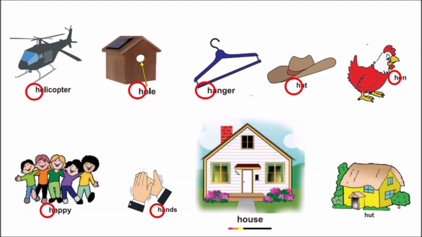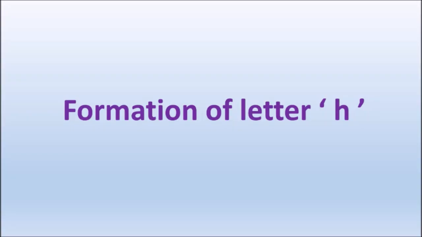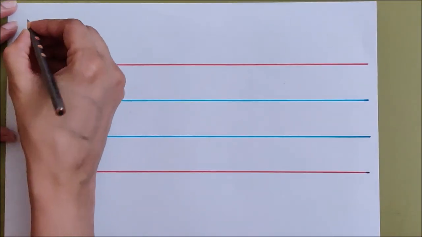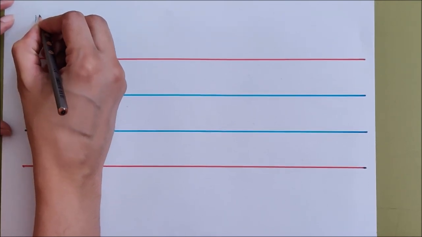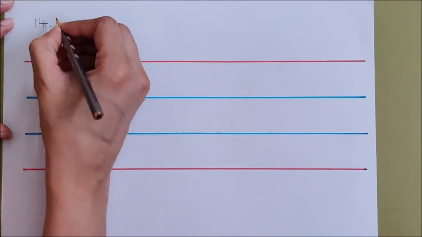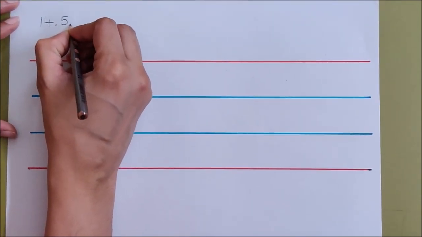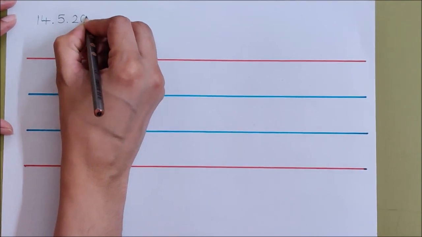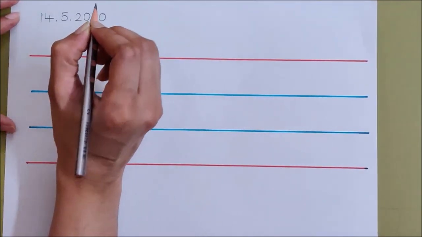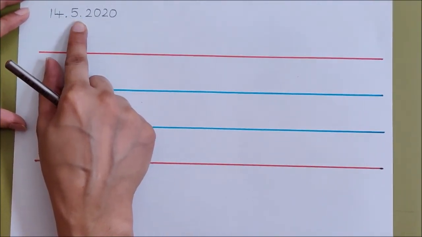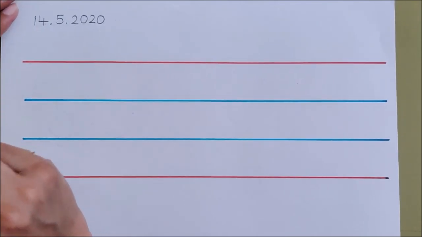Now look for letter H in the word house. Good. H her house. Now find letter H in the word hut. Excellent. H her hut. Now it is time to see the formation of letter H. So first we will write today's date. Today is 14th May, so we will write 14.5.2020. So today is 14.5.2020.